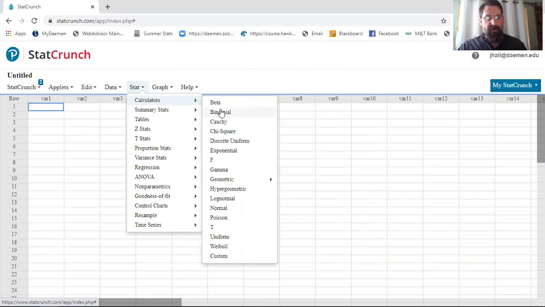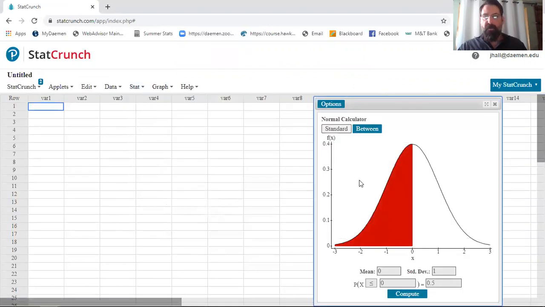Another one that's going to be very useful as we move forward will be a normal calculator. So here we have a standard normal. You can see the mean is 0 and the standard deviation is 1. When the mean is 0 and the standard deviation is 1, this is a standard normal. So this could be interpreted as a z-score.